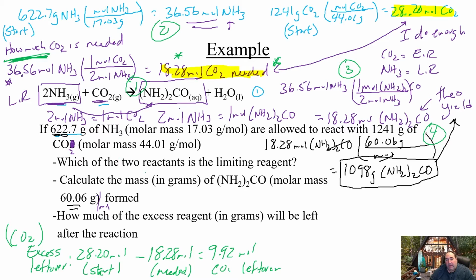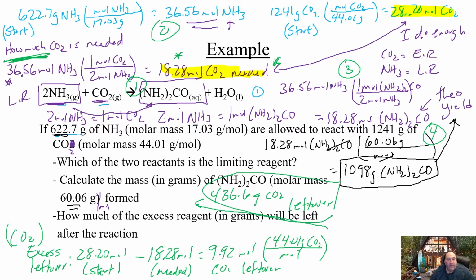And once again, if we want to know how many grams, that would be the molar mass of CO2 that we already have up on top. We'll times it by 44.01. And that's going to give us about 436.6 grams of CO2 left over. A reminder that we started with about 1,241 grams of CO2. So in this case, we actually used a good amount of grams, just under 800 grams of CO2 in this reaction.